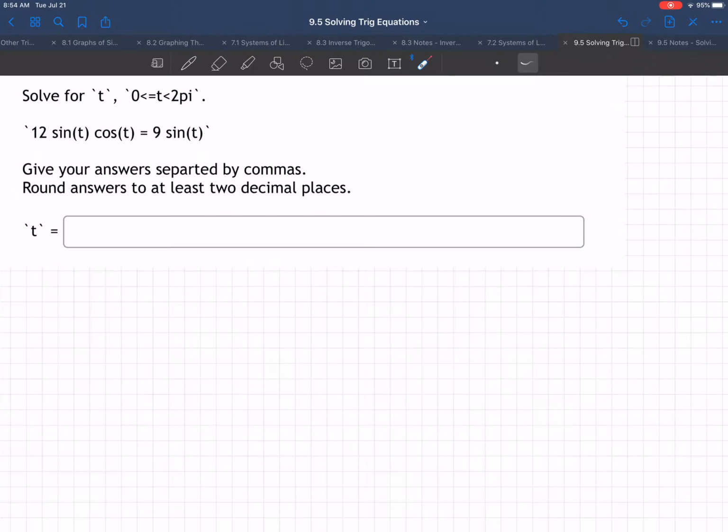Here we have an example. Solve for t. 12 sine t cos t equals 9 sine t. Okay, this is interesting. Let's go look at those.